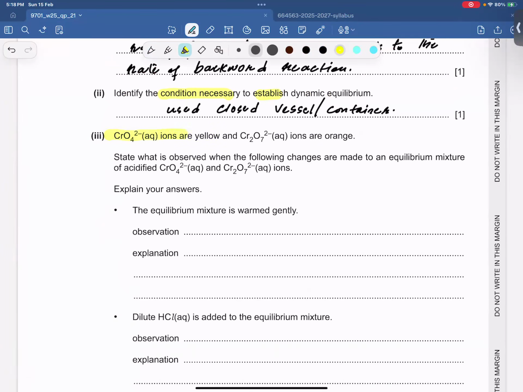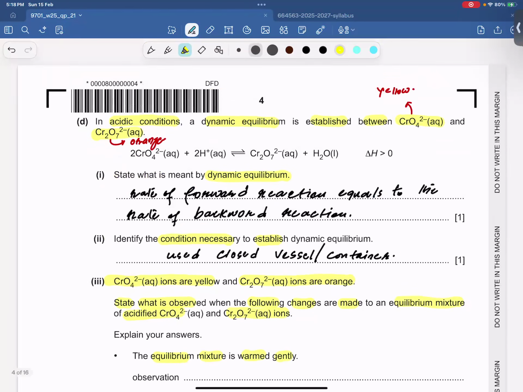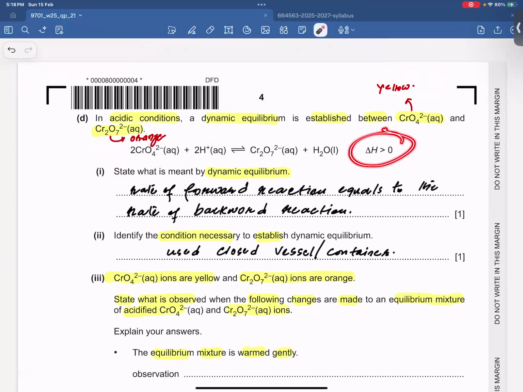Chromate 6 ions are yellow and dichromate 6 ions are orange. State what is observed when the following changes are made to an equilibrium mixture of acidified chromate 6 ions and dichromate 6 ions. The equilibrium mixture is warmed gently. Since the reaction is endothermic, because delta H is positive, right? So if we increase the temperature through gentle heating, equilibrium favors towards the right hand side and therefore orange color is observed.